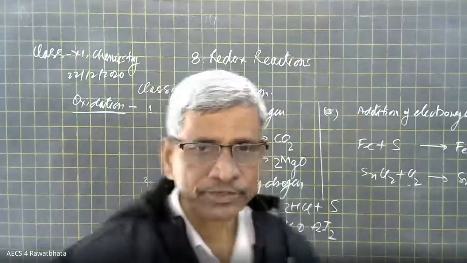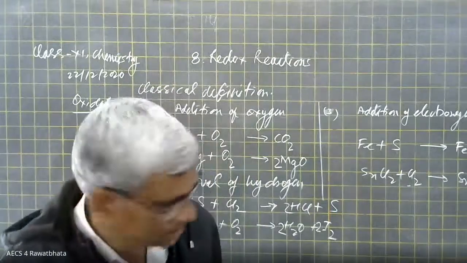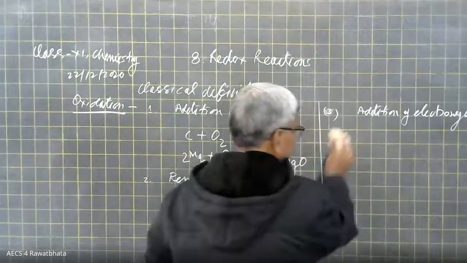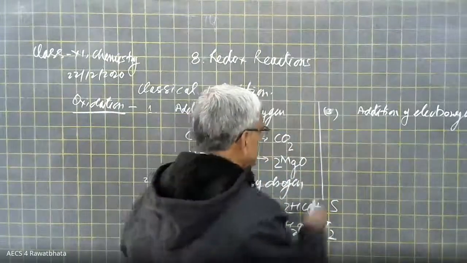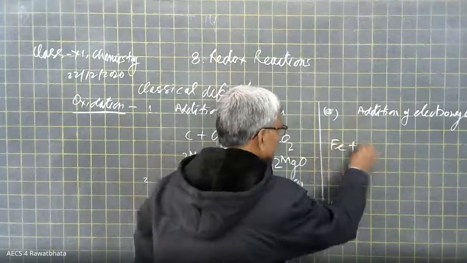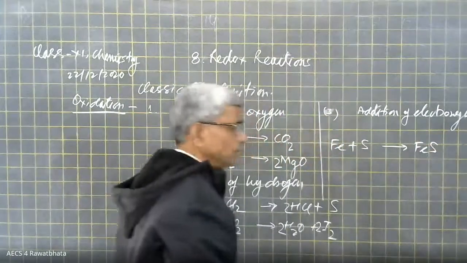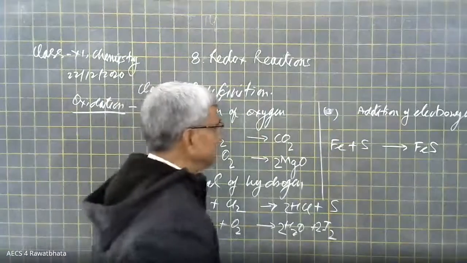The right side is not visible. Yes, beta, you are correct. Let me write once again here. This right side is not visible. Fe plus sulfur gives FeS. Okay, beta? Now you can see it.